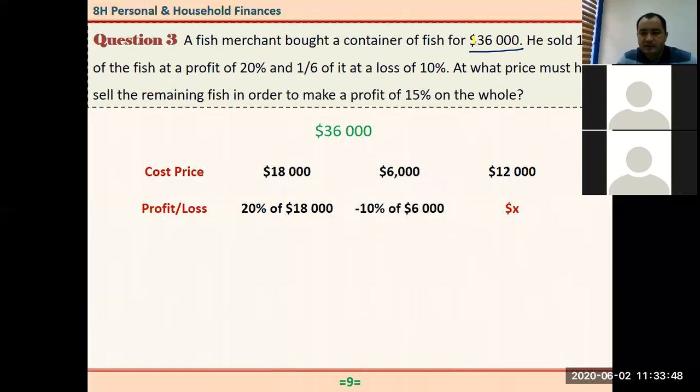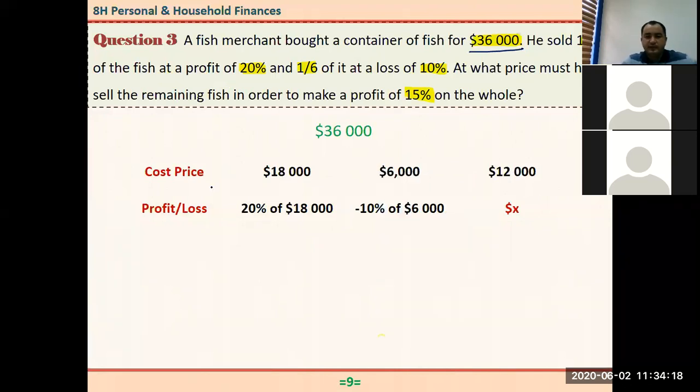Okay, $36,000. He sold half of the fish at a profit of 20%, and 1/6 of it at a loss of 10%. At what price must he sell the remaining fish in order to make a profit of 15% on the whole?